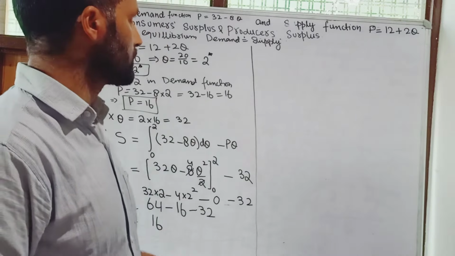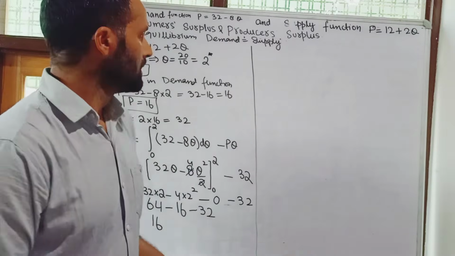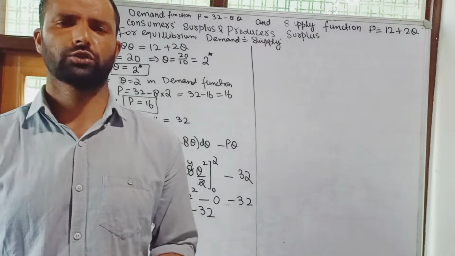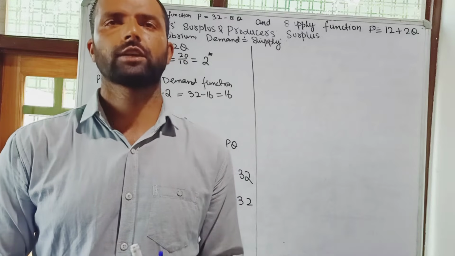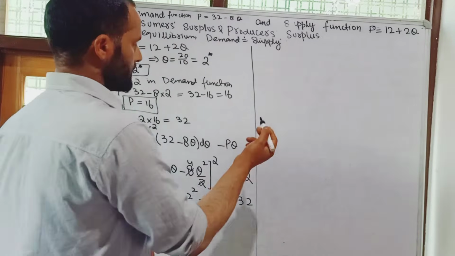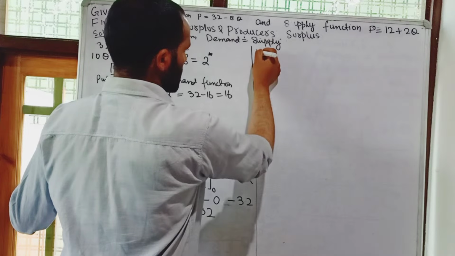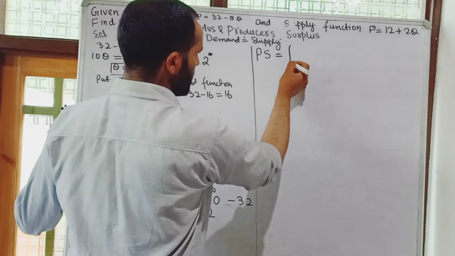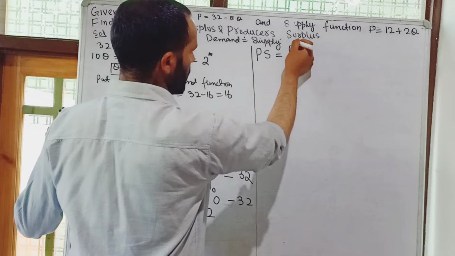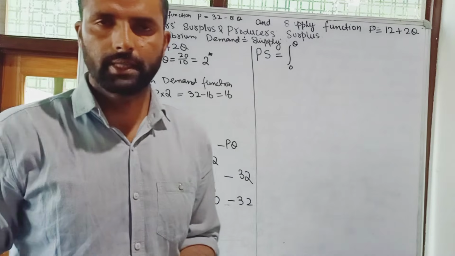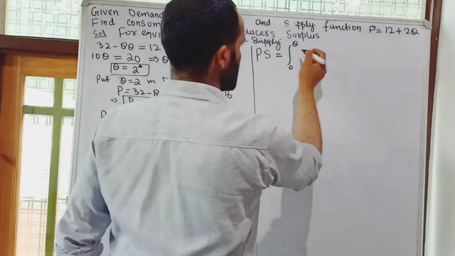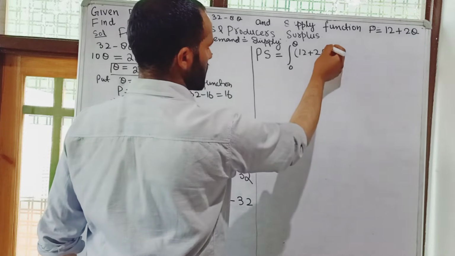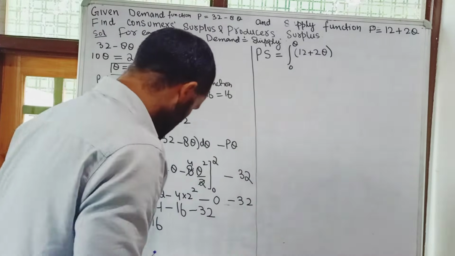Now to find the producer surplus. Producer surplus is the difference between the price producers are willing and able to supply a good for and the price they actually receive. Now this producer surplus is calculated like this: it is equal to the definite integral from 0 to the equilibrium quantity, integrating the supply function, that is this 12 plus 2Q, sorry, it is here 12 plus 2Q.